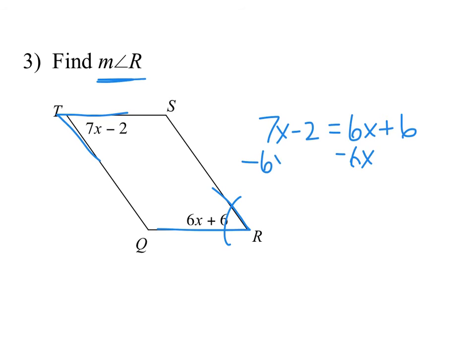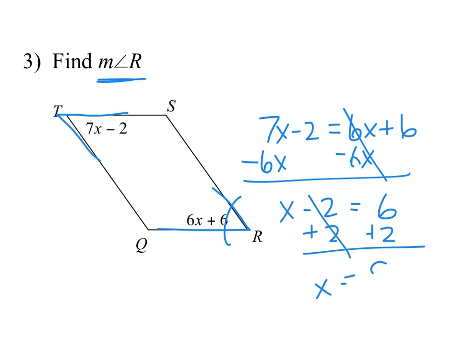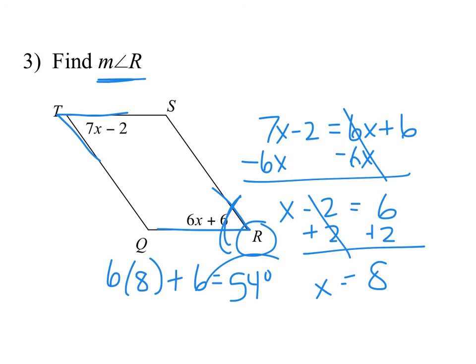And it actually tells us the angle we need to find. Solve this guy here. X is 8. And since I need to find r, the measure of angle r is 6x plus 6. So then doing the math, 48 plus 6 is 54 degrees.